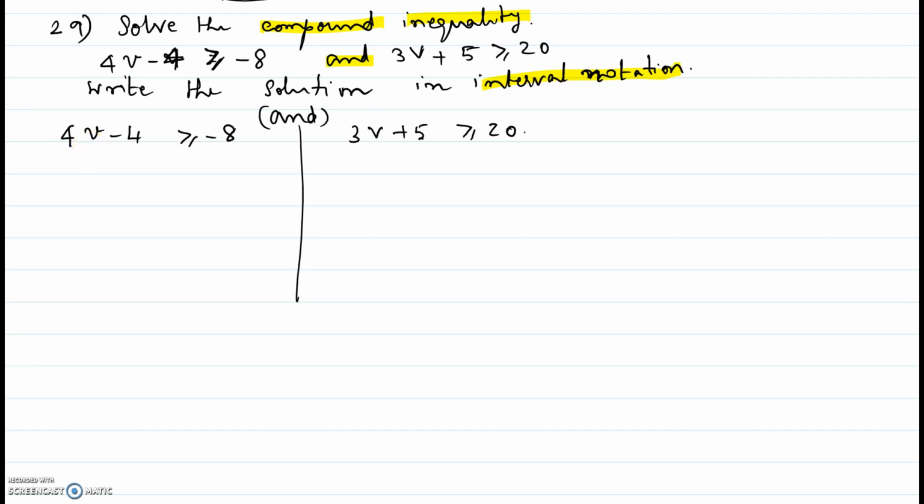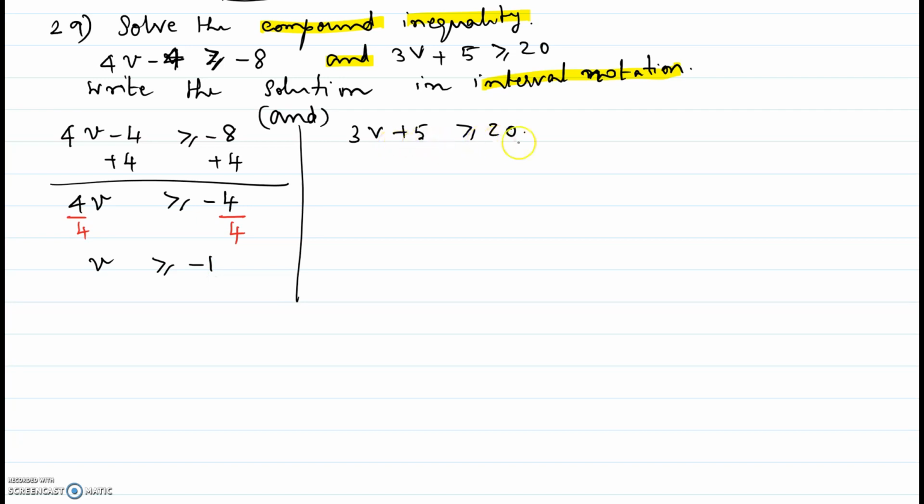So isolate the v. So add 4 on both sides. So you get 4v more than or equal to negative 4. Then you divide by 4 both sides. So you get v is more than or equal to negative 1.